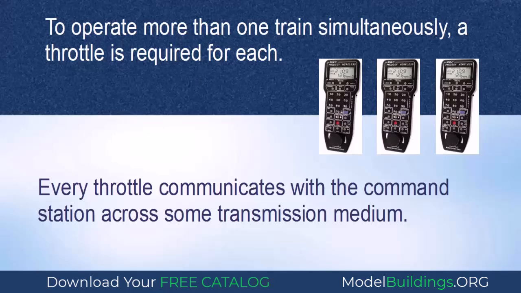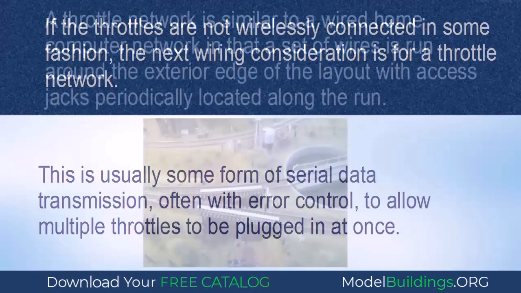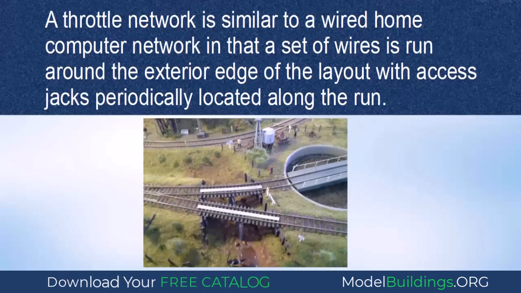Every throttle communicates with the command station across some transmission medium. If the throttles are not wirelessly connected in some fashion, the next wiring consideration is for a throttle network. This is usually some form of serial data transmission, often with error control, to allow multiple throttles to be plugged in at once. A throttle network is similar to a wired home computer network, in that a set of wires is run around the exterior edge of the layout with access jacks periodically located along the run.